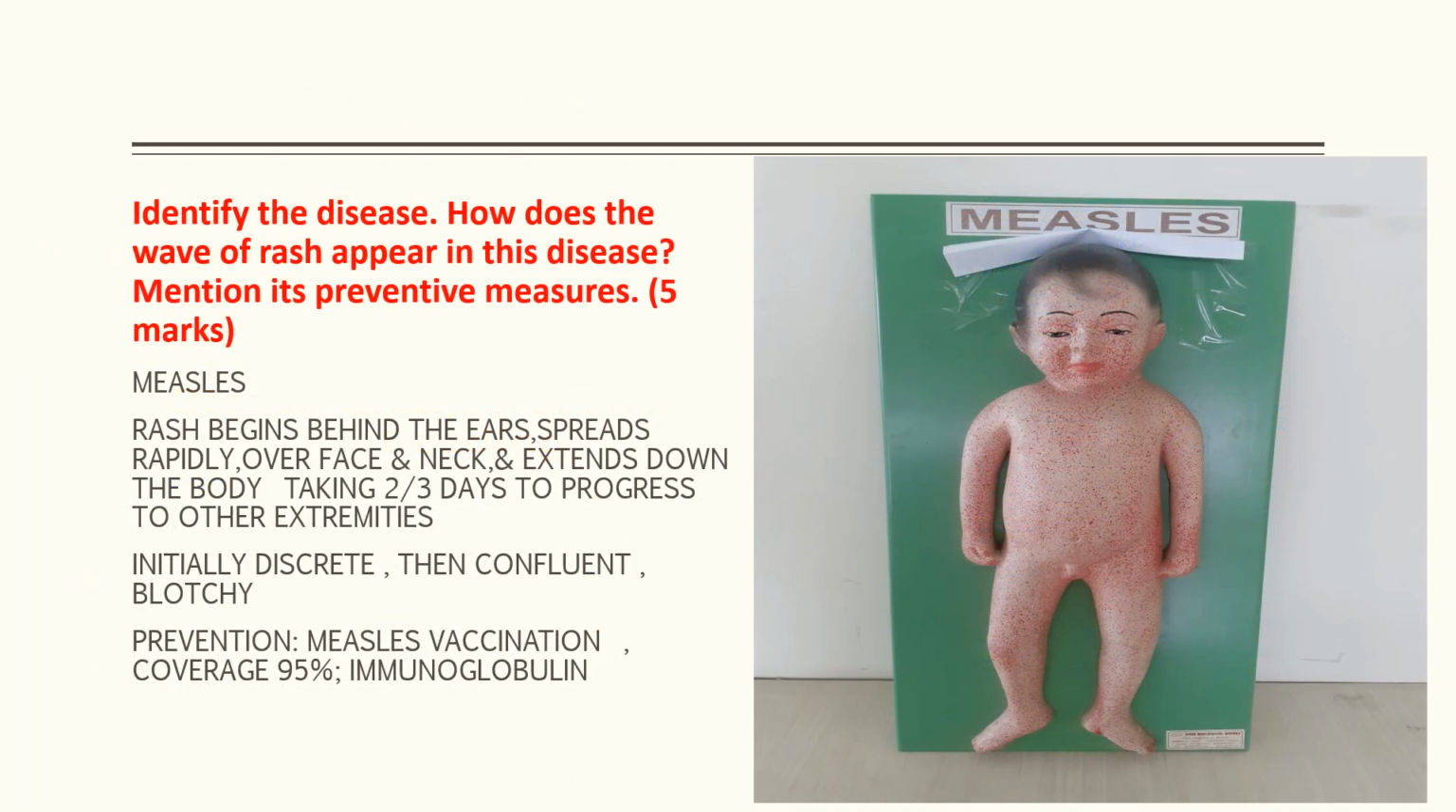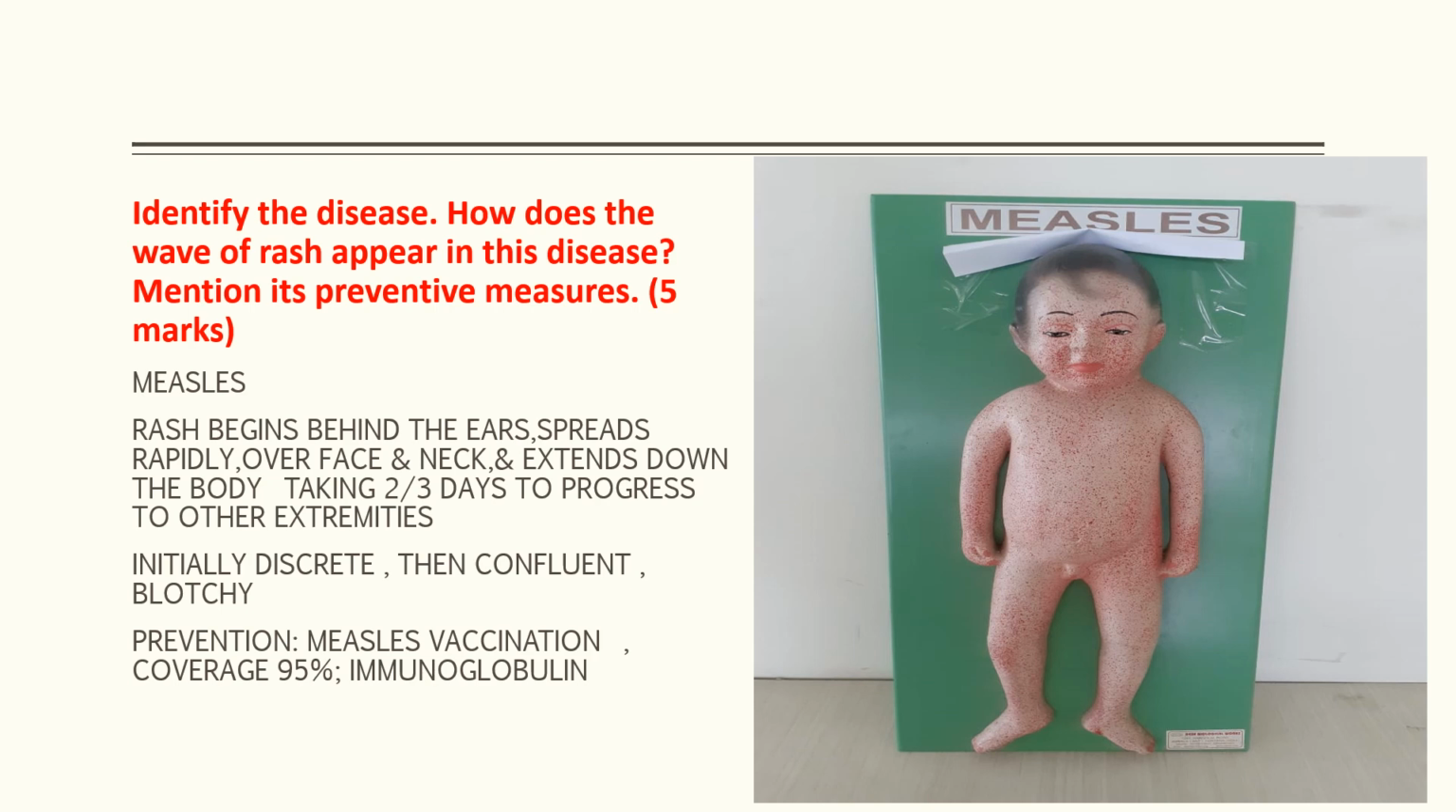Now let's come to this. You may be given a model like this with speckled rashes all over and asked to identify the disease. How does the wave of rash appear in this disease? And mention its preventive measures. So this is nothing but a model of measles.